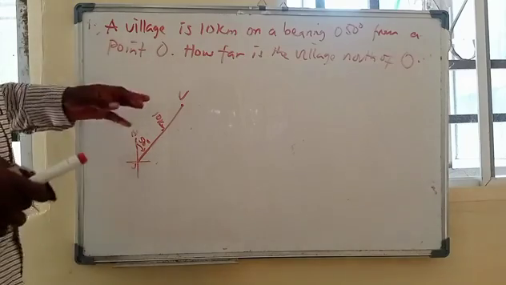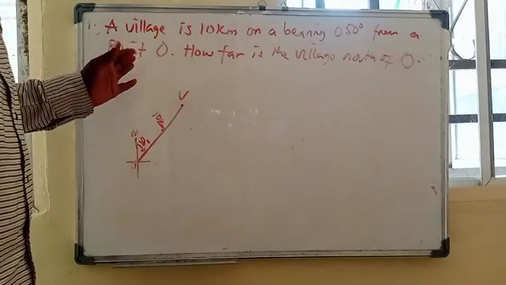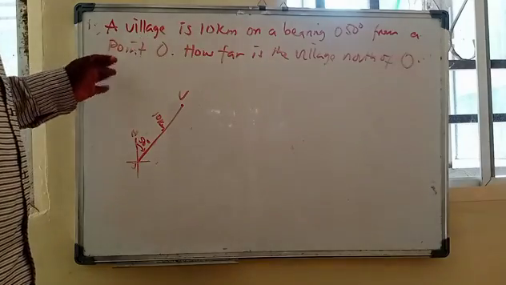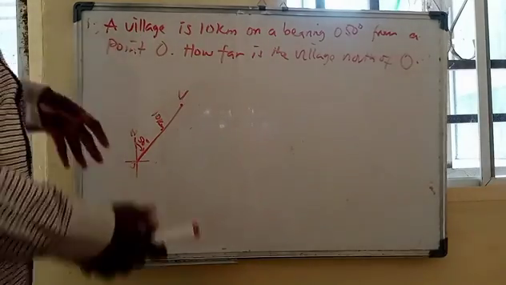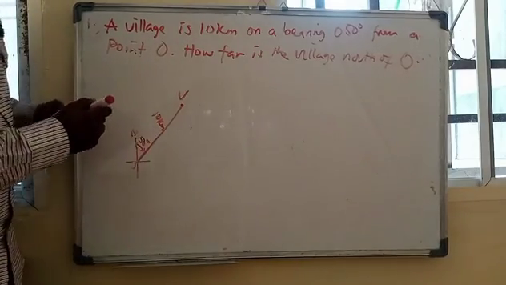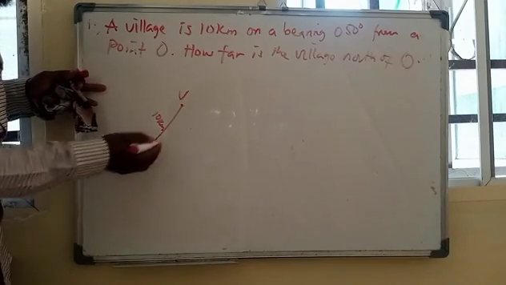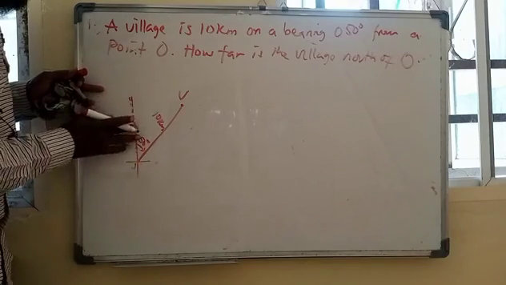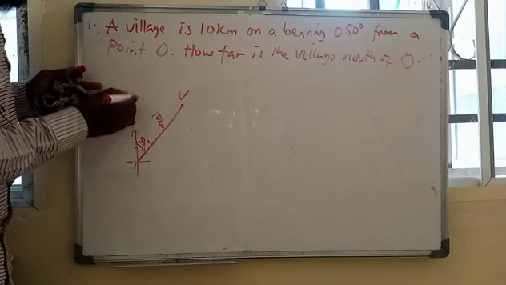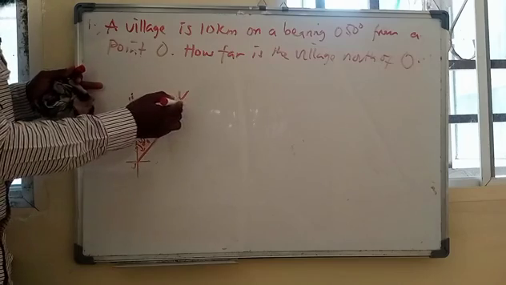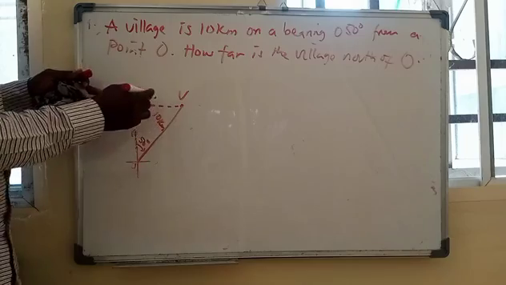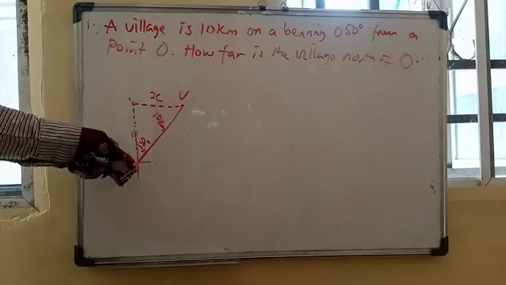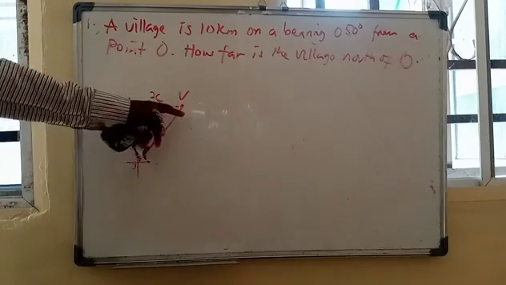You understand? If it is, let's say, east of O, then you'll be going this way. But it is north of O, so the north of O is an extension. If you extend the north of O, then you should have this distance. Let's call it S. We are going to extend the north of O and join the point. So this is the distance that is being talked about.